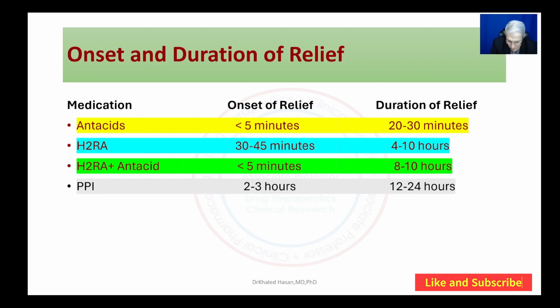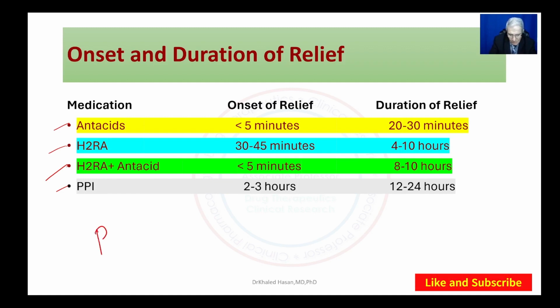Now we have three groups of medications. Number one, antacid, then H2 blocker, then PPI. Then they start talking about combination treatment between H2 blocker and antacid. So we have four options. The question now, looking at the onset of action, which one from this slide is considered to have a fast onset of action?